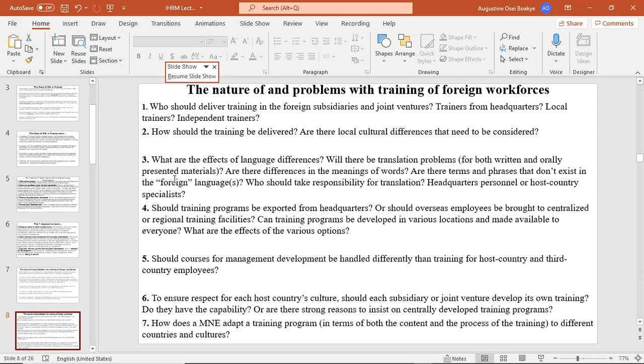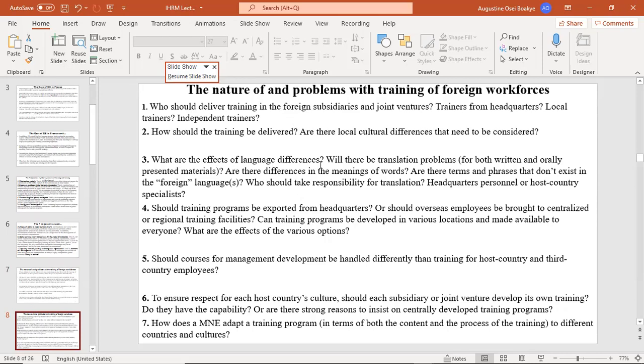How should the training be delivered? Are there local cultural differences that need to be considered? So this is also another question which confronts or complicates the delivery and the design of training interventions in multinational enterprises. Then the next problem or issue is, what are the effects of language differences?